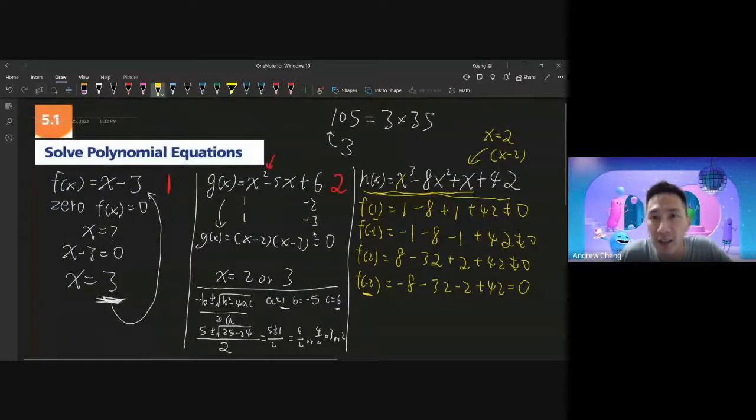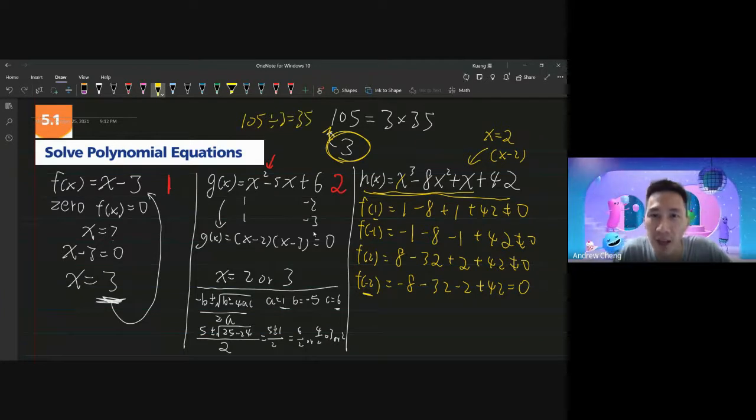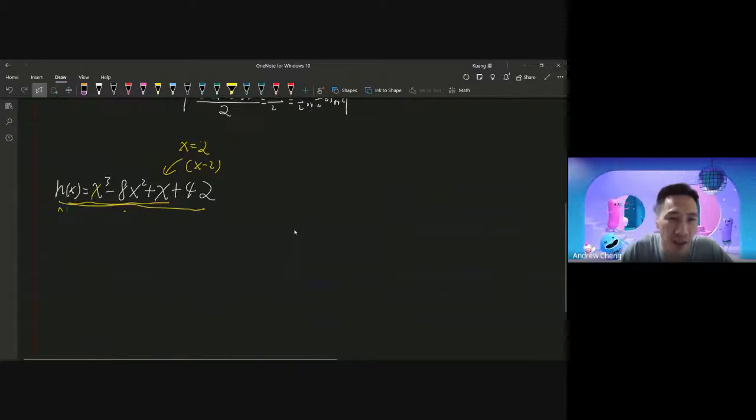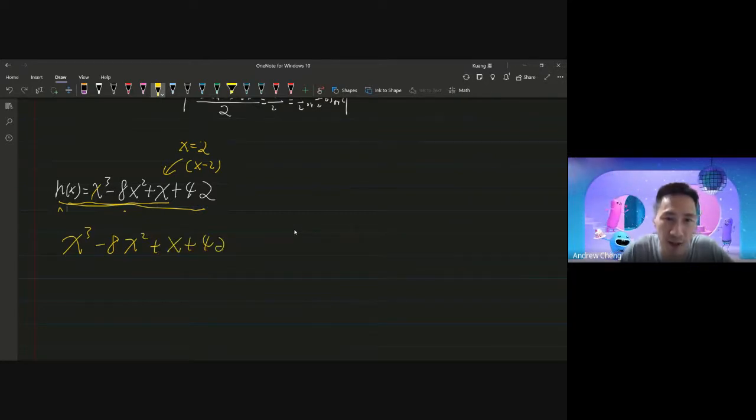So just like here, if I know 3 is a factor of 105, I need to use 105 divided by 3 to get 35 and rewrite 105 into 3 times 35. So I need to divide x cubed minus 8x squared plus x plus 42 by the factor to get the quotient function. So I can rewrite this polynomial. So I use synthetic division.